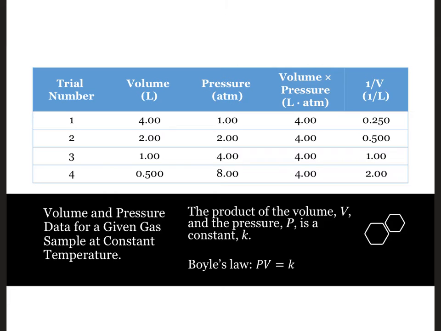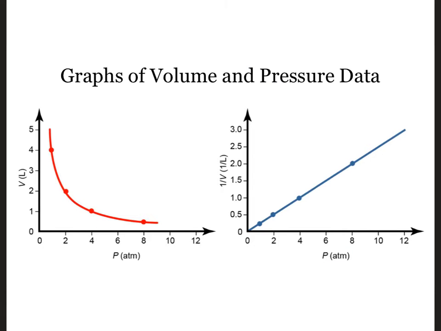What if that relationship wasn't immediately evident? Then we'd have to graph the data to unlock its secrets. Graphing the volume versus the pressure, meaning that the volume is graphed as the dependent variable on the y-axis, and pressure is the independent variable on the x-axis, gives us this disappointing, rather saggy little curve.